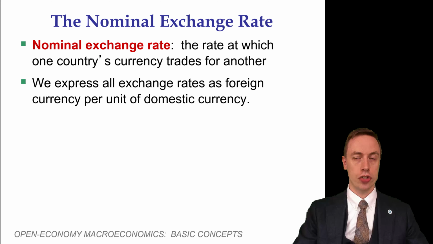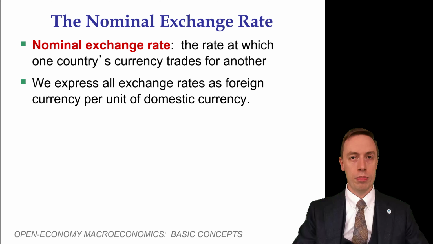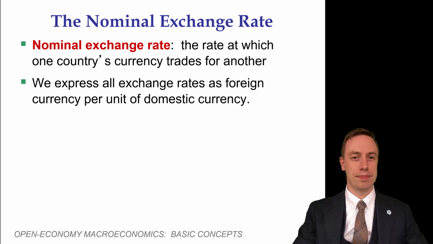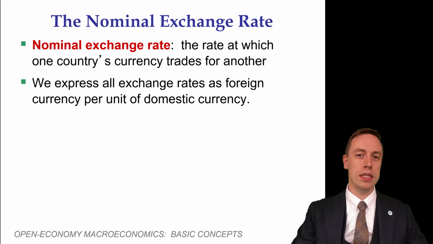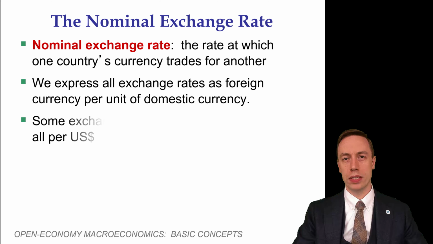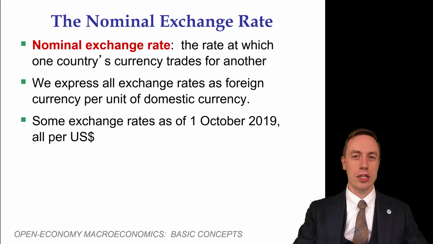And when you encounter an exchange rate in real life, you have to be a little bit careful. If you are trading, for example, dollars for Japanese yen, you can express that price in two different ways. How many yen do you get for $1? Or how many dollars do you get for 1 yen? So in order to make things a little bit easier for us, we're going to express all of our exchange rates as units of foreign currency per 1 unit of domestic currency.